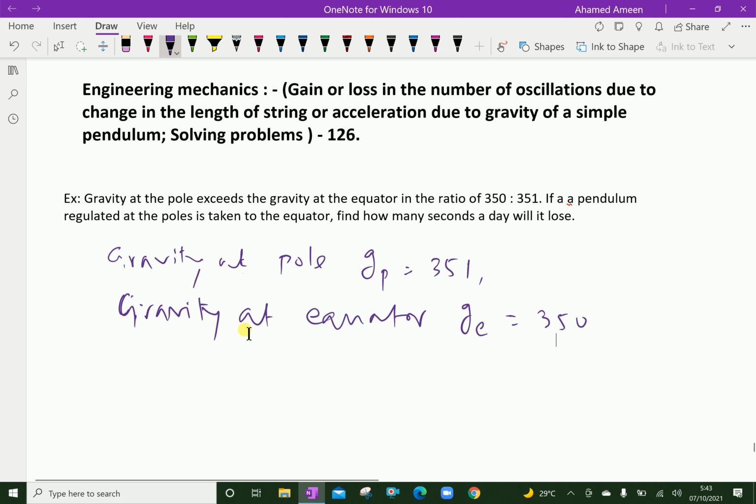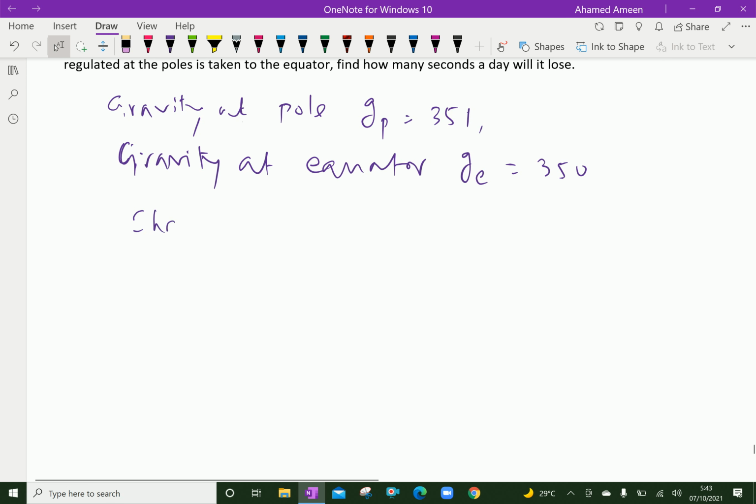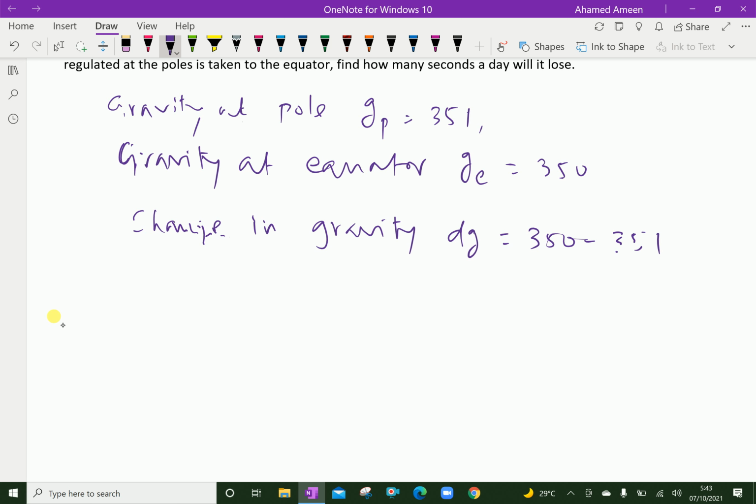Now, the change in gravity when the pendulum is taken from pole to equator. The change in gravity is dg, which is equal to 350 minus 351, which is equal to -1.